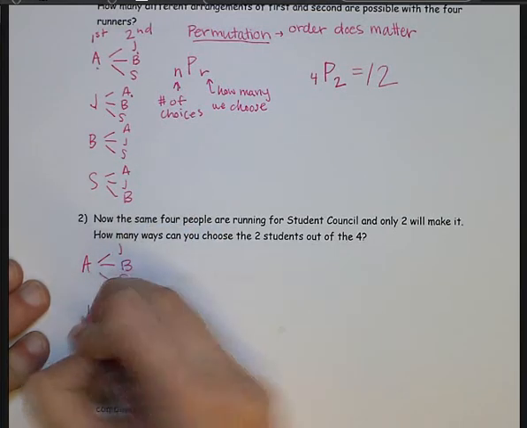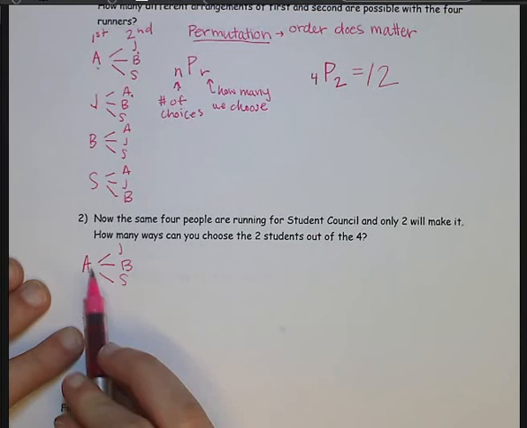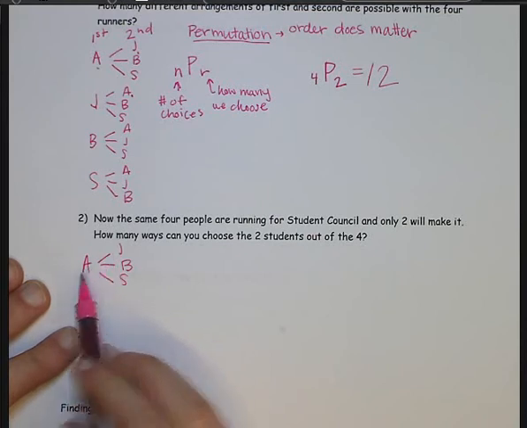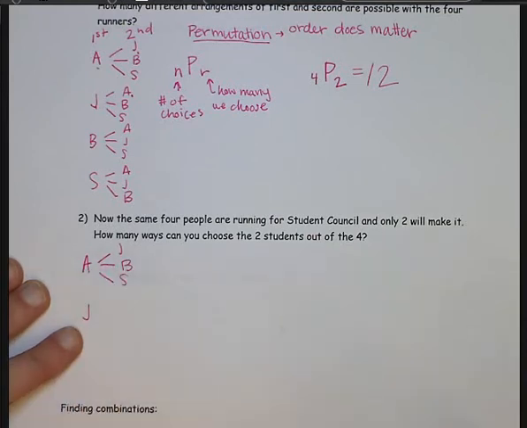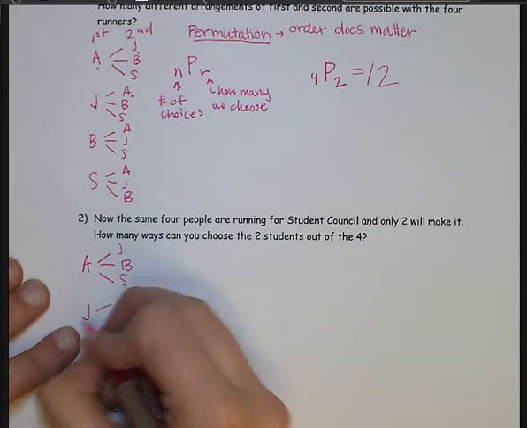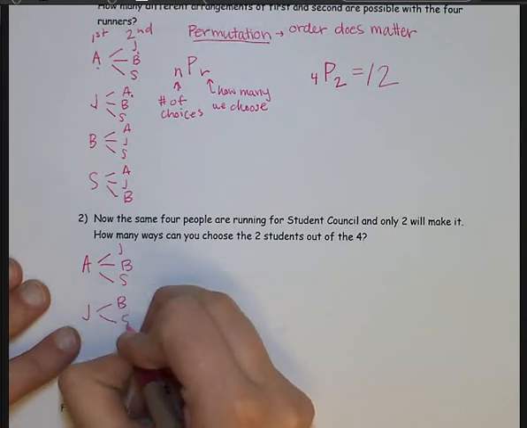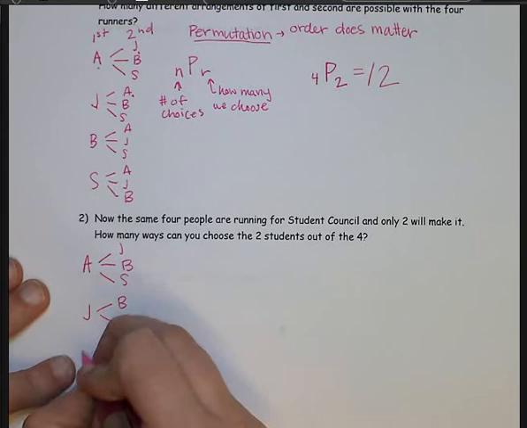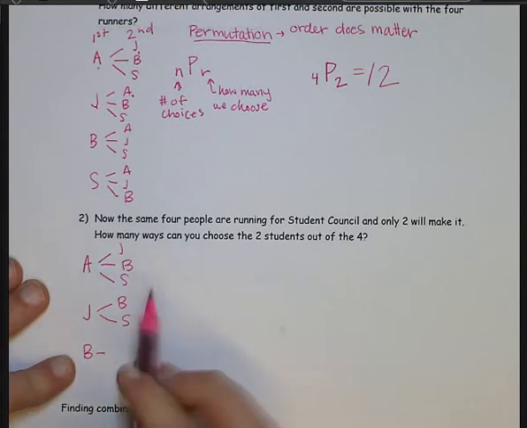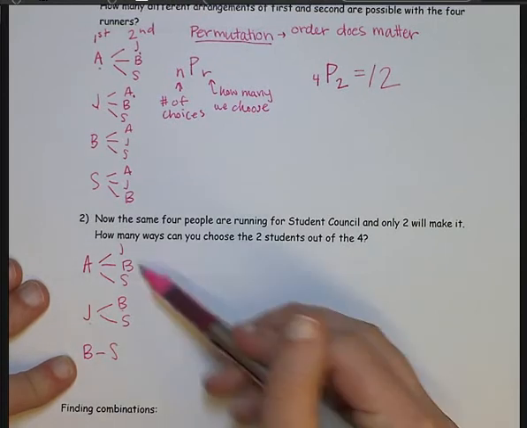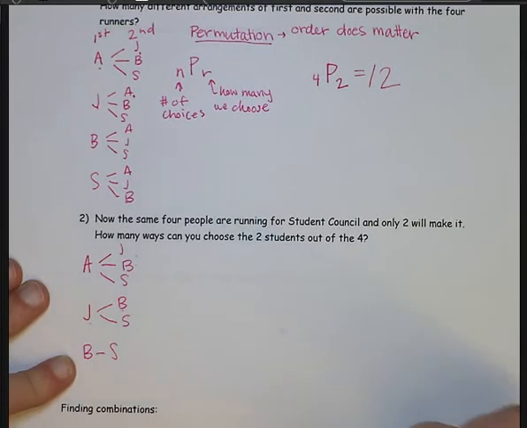Another possibility will be John, but we've already done Allie and John. And Allie and John, it doesn't matter what order we pick them in. So I already counted that, so I have John and Bob, or John and Susie. And then last, we've already done Bob and Allie, we've already done Bob and John, so we need Bob and Susie. So here we have 1, 2, 3, 4, 5, 6 possibilities.